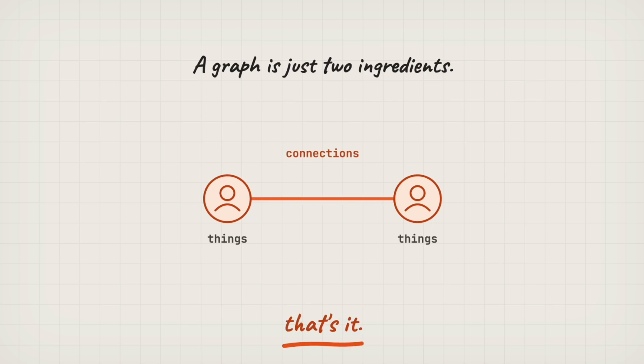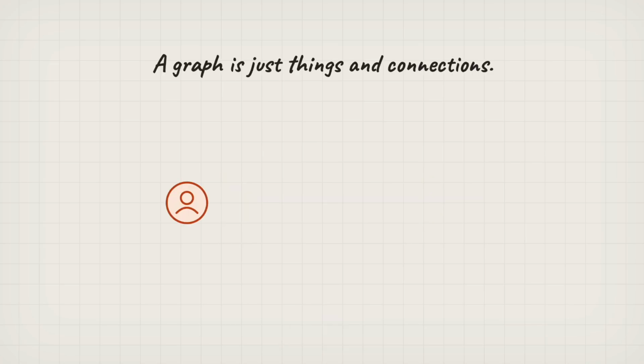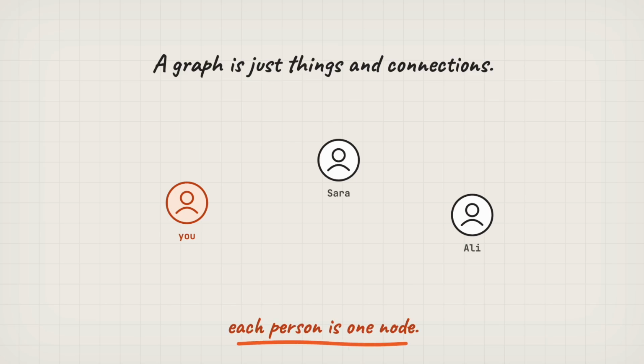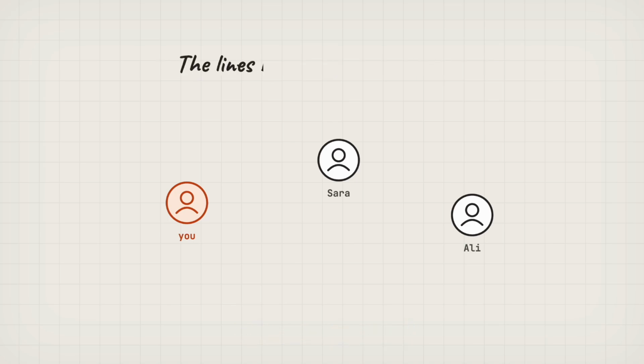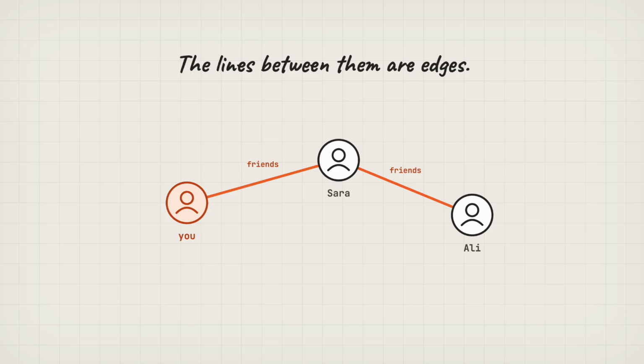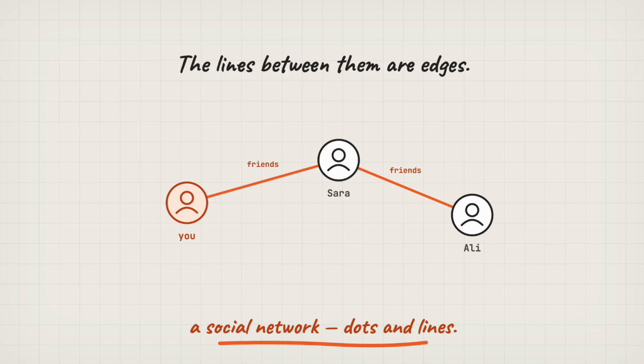That's it. The things are called nodes. So think of people: you, your friend Sarah, her friend Ali. Each person is one node. And the connections are called edges. The friendship between you and Sarah, that's an edge. The friendship between Sarah and Ali, that's another edge. So, a social network drawn out is literally just dots for people and lines for friendships. You already understand graphs. You have been living inside one every day.